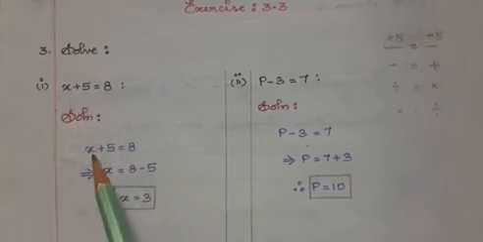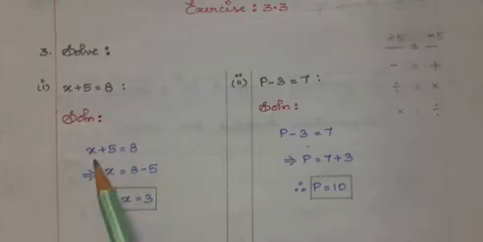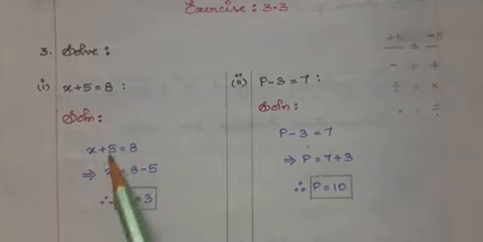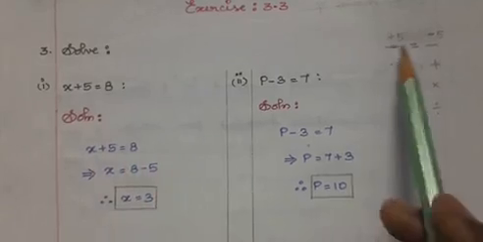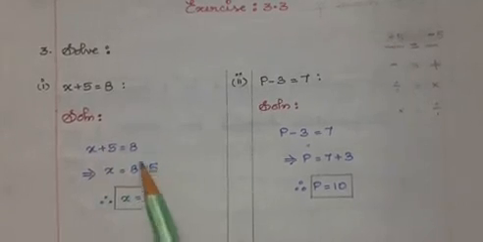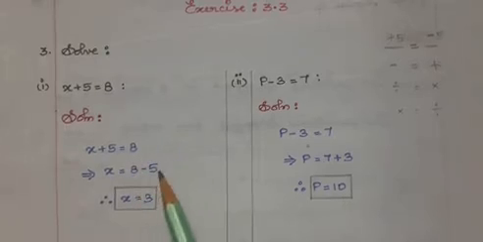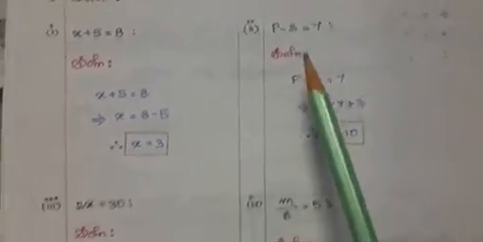Yes. Third question, first one: x plus 5 is equal to 8. Solution: x plus 5 is equal to 8. Which is unknown? x is the unknown. So take this 5 to the other side. As I said, when you take plus to the other side, it becomes minus. So 8 minus 5, therefore x is equal to 3. Very simple. We'll see the next question.